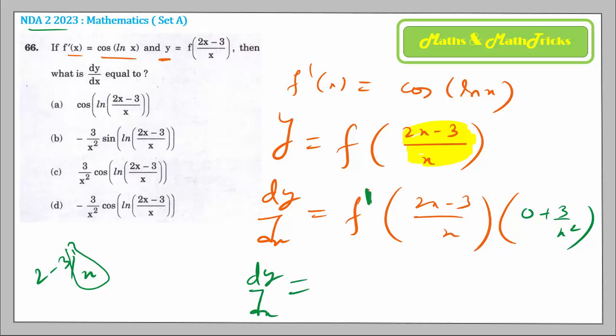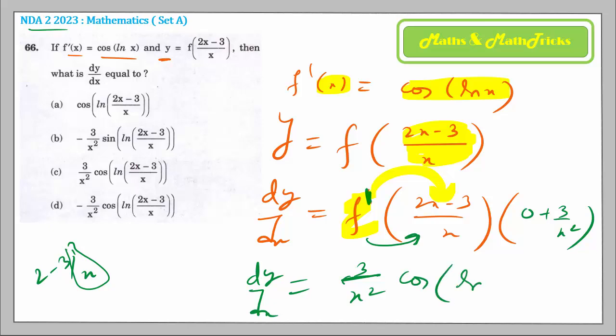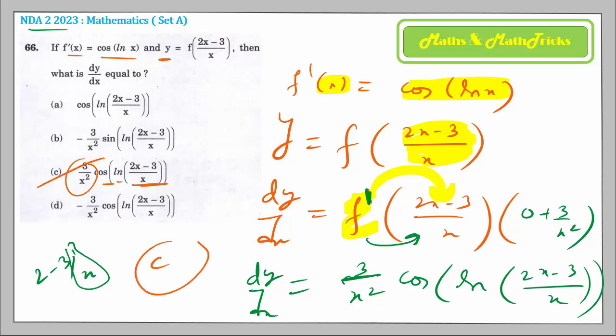What does this notation mean? f dash of x, you know that this is the answer. So f dash of this, you have to just replace the x by 2x minus 3/x. So this should be then 3/x², and outside I am putting here cos of ln of 2. Okay, this you have to put in place of x, 2x minus 3/x. So you can see now the option 3/x² is the only one, cos of ln of this. So option is C here.